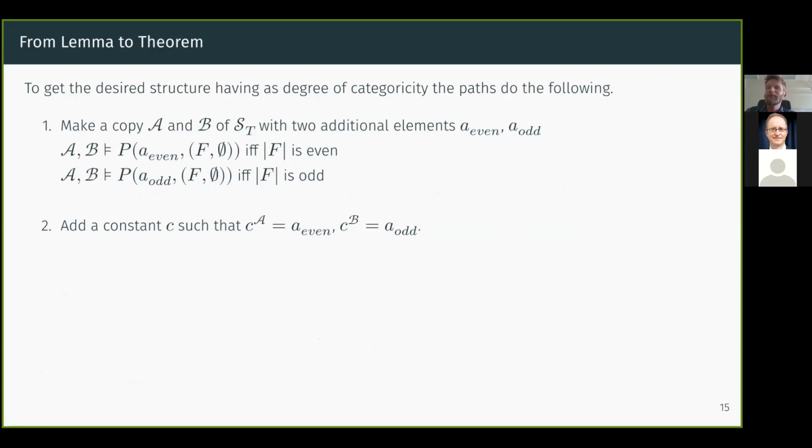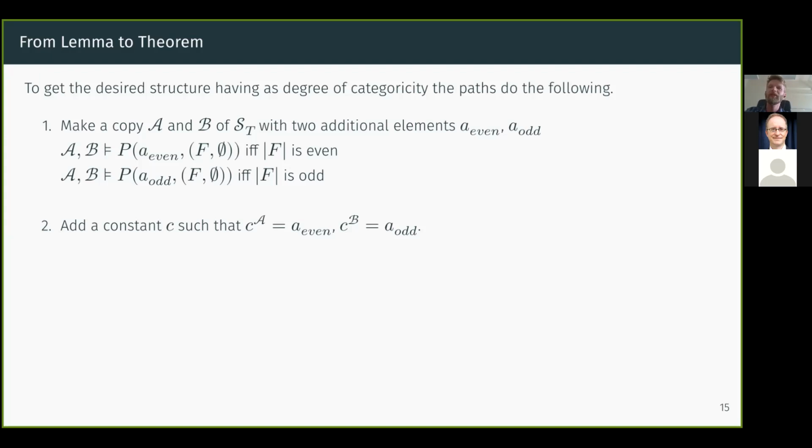So to get the desired structure, this is exactly what Dan Turetsky did in his paper. Basically, we add two elements to the structure ST, one element A even and one A odd. We take one copy and connect A even to the empty string using this P relation, and all elements of the hypergraph connected to the empty string, if and only if the cardinality of F is even. And we connect A odd to the empty string and all the odd sets related to the empty string.